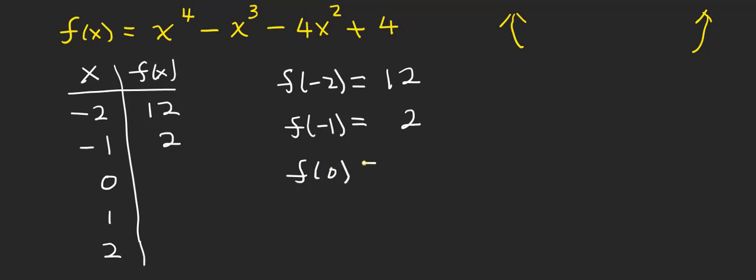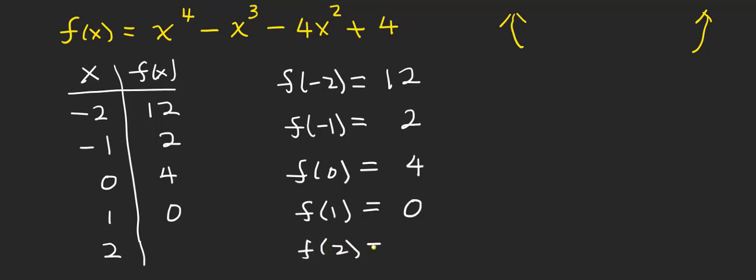And f of 0, that's very easy. All you got to plug in 0, and you end up getting 4. And f of 1, you end up getting 0. And then f of 2, you end up getting negative 4. Now we need to plot the points and sketch the graph.